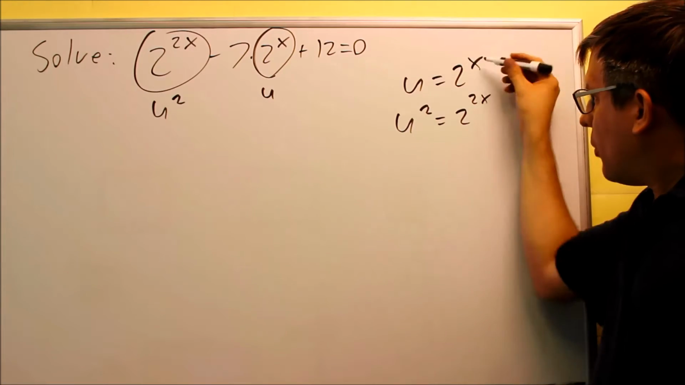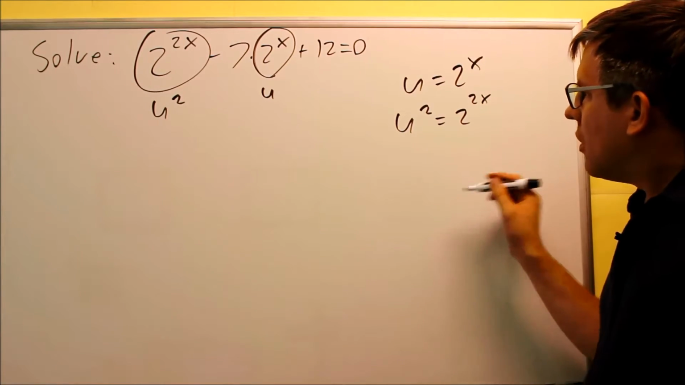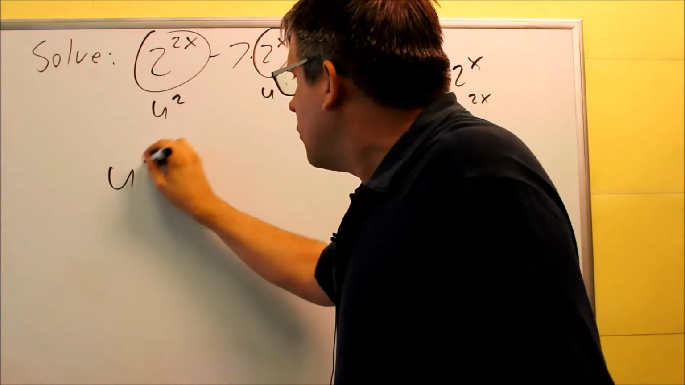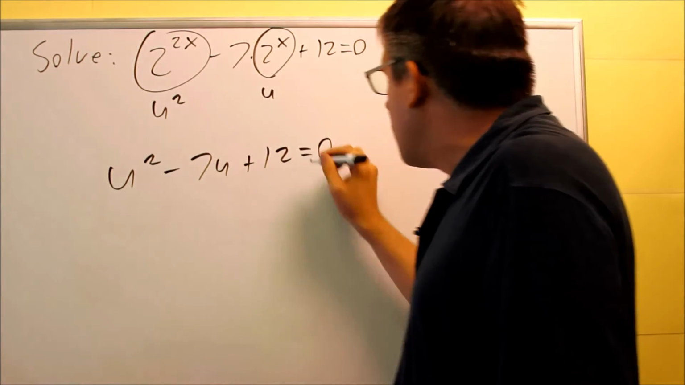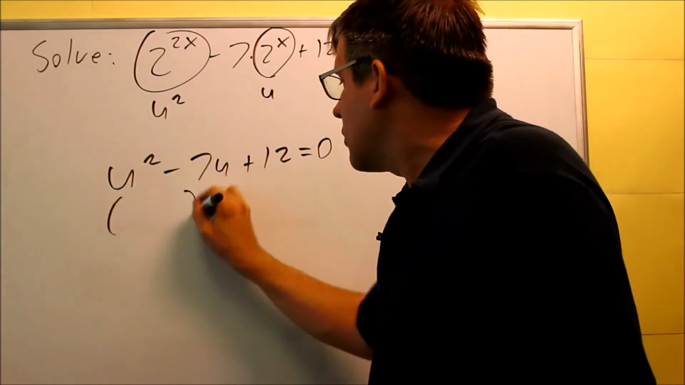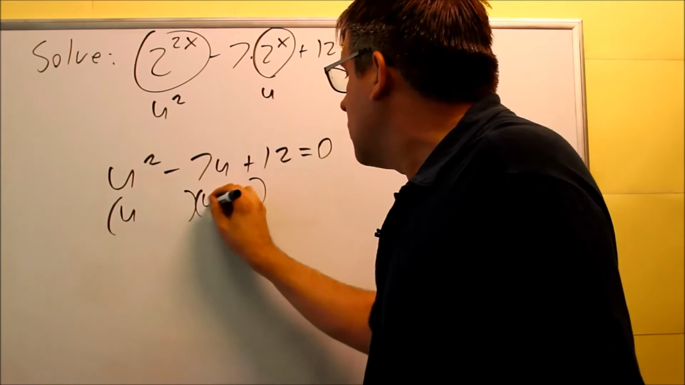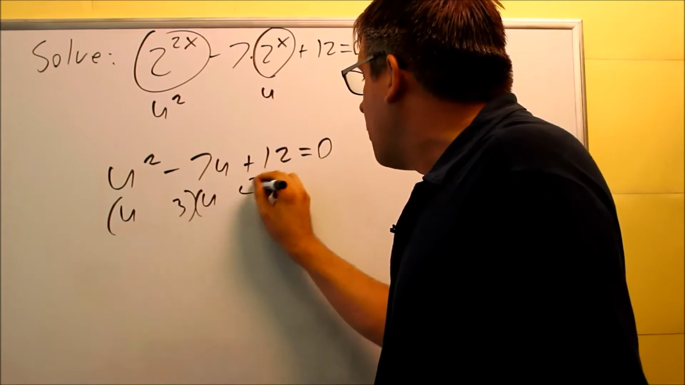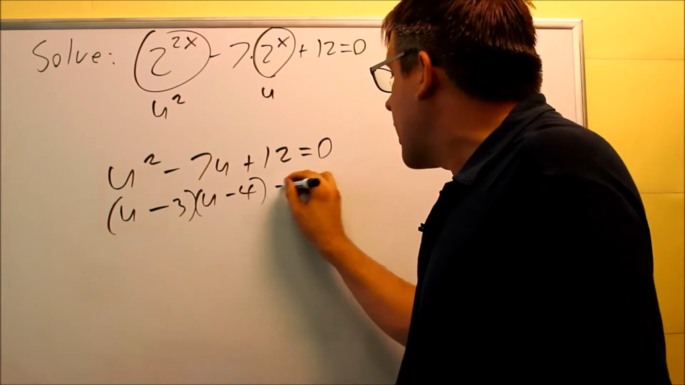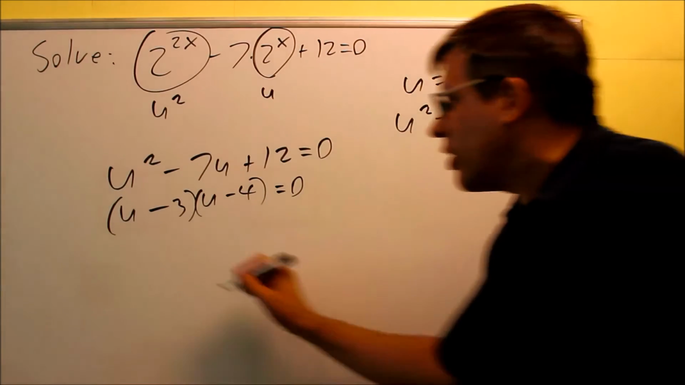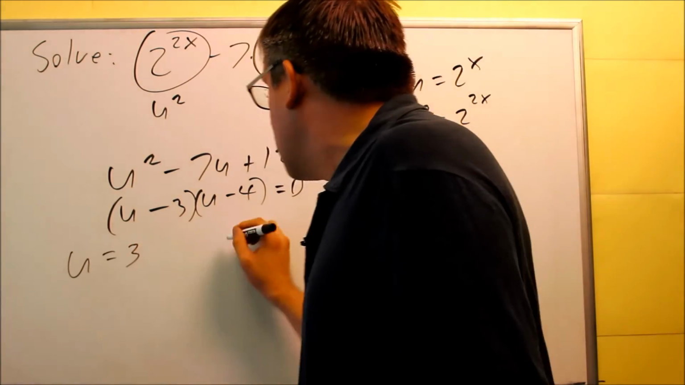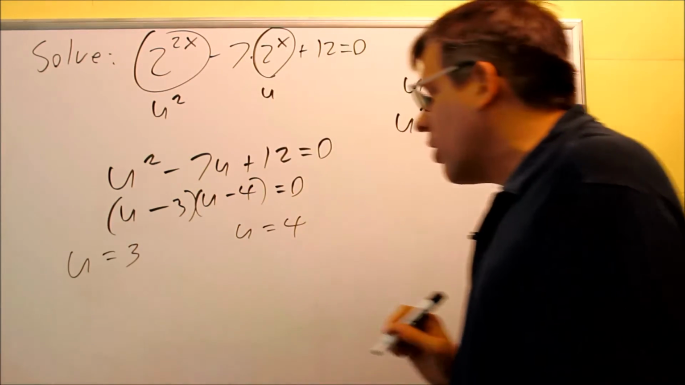Because I have both these definitions, I can go ahead and turn it into a quadratic. U squared minus 7u plus 12 equals 0. I'm going to factor it, and we get 3 and 4 will be the ones we want to use here. Both of these are going to be negative. And then I'm going to split it up and set both of them equal to 0. I'll get u equals 3 and u equals 4.